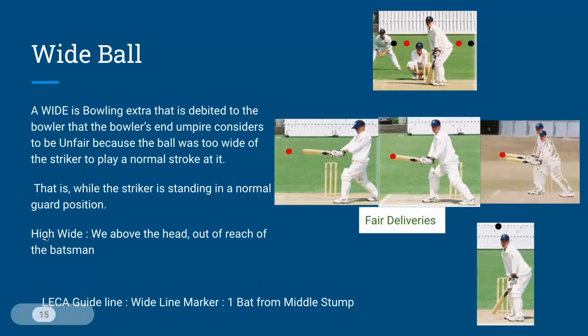So this is one thing, right? High wide, as I said earlier, way above the head, out of the reach of the batsman. That's a high wide. That's not a no ball. Okay. And that's again a judgment call that the umpire has to make. Okay. Our guideline, the wide line marker, is one bat from the middle stump. Okay.